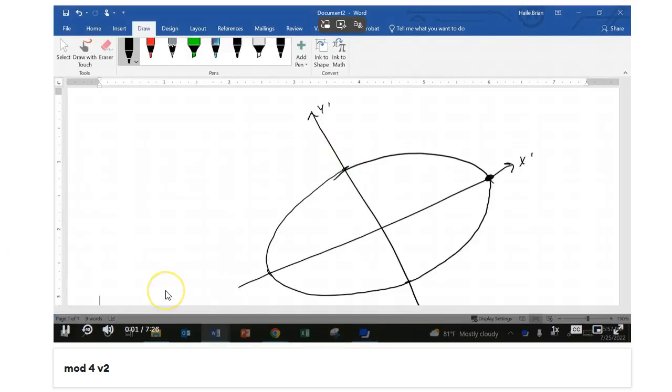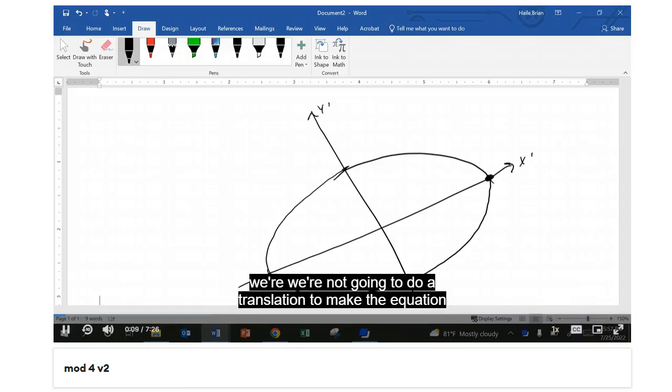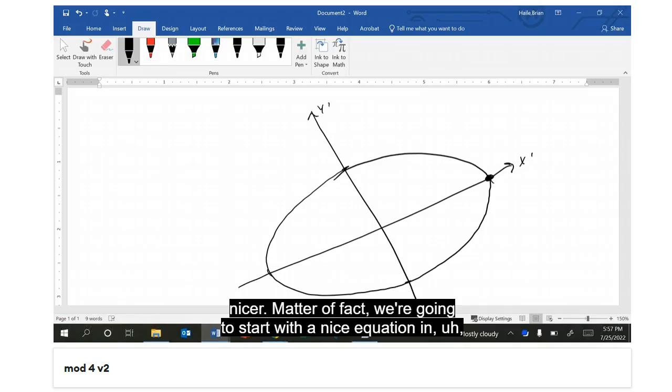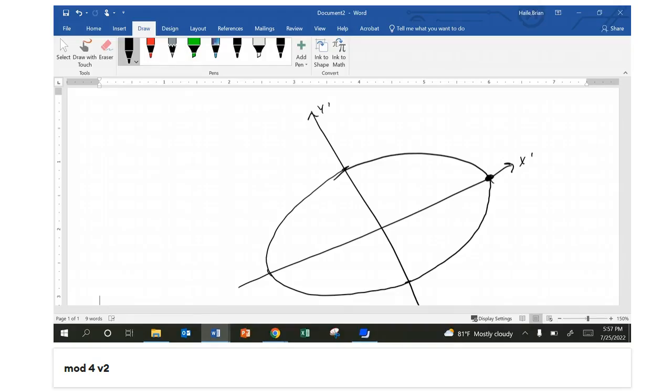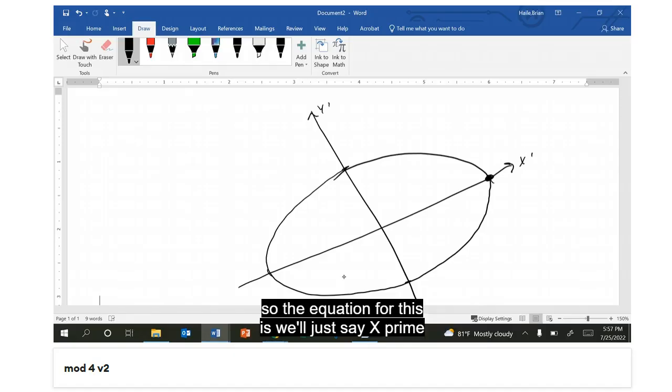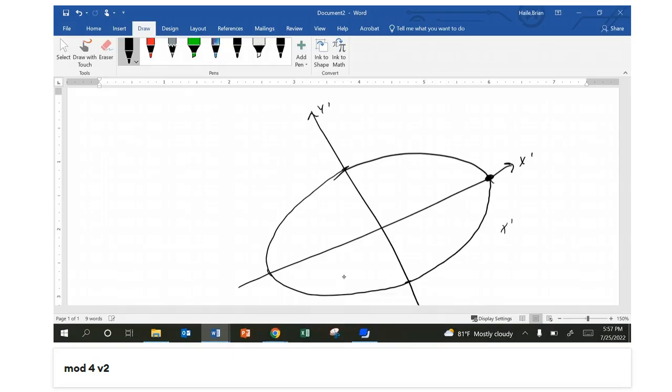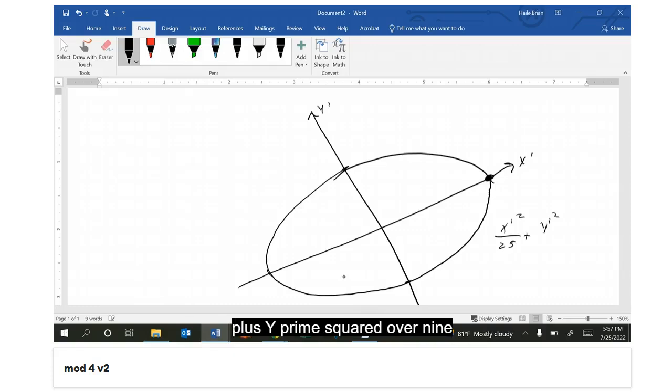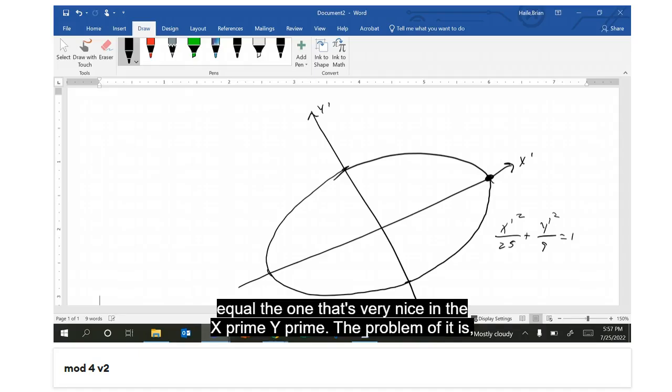Okay, in this video, like we did with the last one over a translation, we're not going to do a translation to make the equation nicer. In fact, we're going to start with a nice equation in the x prime y prime plane. You can see the ellipse drawn here. The equation for this is x prime squared over 25 plus y prime squared over 9 equal to 1. That's very nice in the x prime y prime.